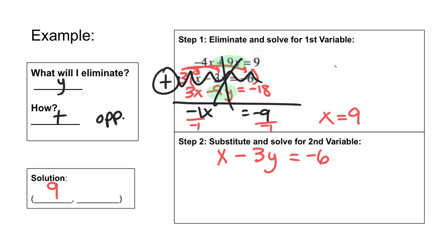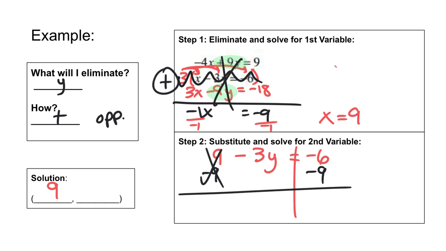So x is 9. I'm going to take the x out and replace it with a 9. And then I'm going to solve this. So I can subtract the 9. I get negative 3y on this side. Over here I have negative 15 divided by negative 3. And y will equal 5. So my solution here is 9, 5.